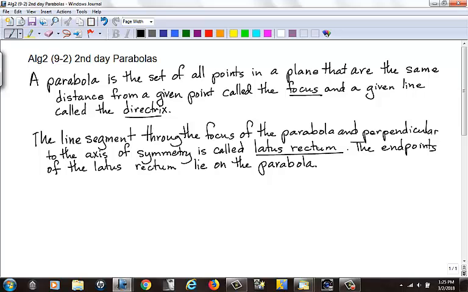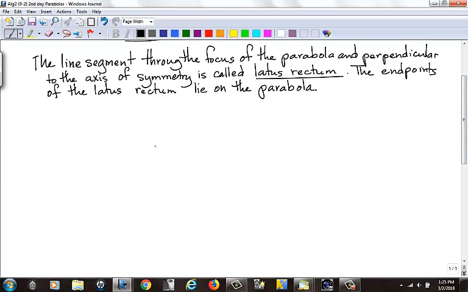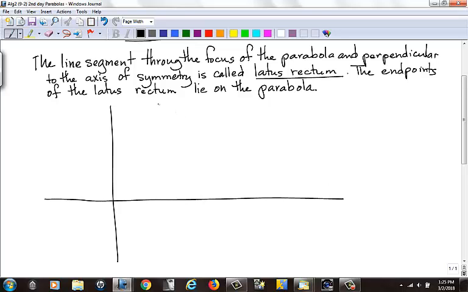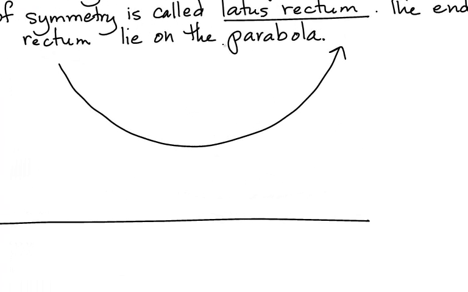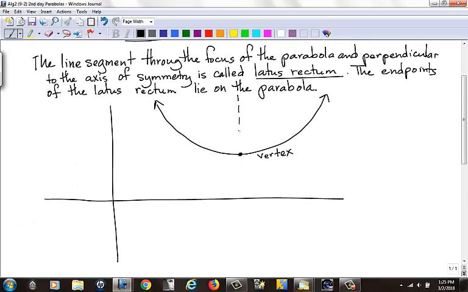Now I want to go through a picture like we did the other day. It won't look exact because we're just sketching it. But if I have a parabola, the point at the bottom of that parabola is your vertex. They will usually use V for vertex. The vertex is on the axis of symmetry. In this case, any vertical line is going to be x equals. So that's your axis of symmetry.